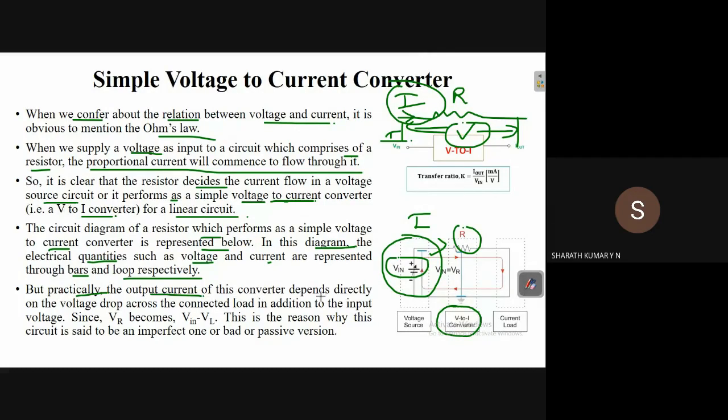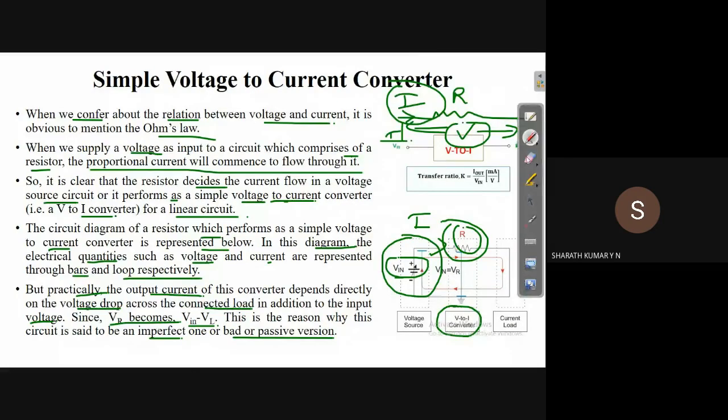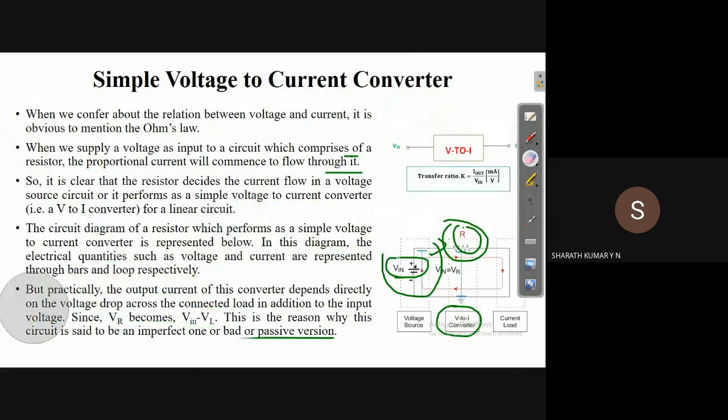Practically, the output current of this converter depends directly on the voltage drop across the connected load in addition to the input voltage. That means in addition to the input voltage, if there is any load, there will be a voltage drop across the load. Since VR becomes Vin minus VL, this is the reason why this circuit is said to be an imperfect or passive version. Whatever voltage is applied will not appear across the load because there will be some losses. So it's not a perfect voltage to current converter.